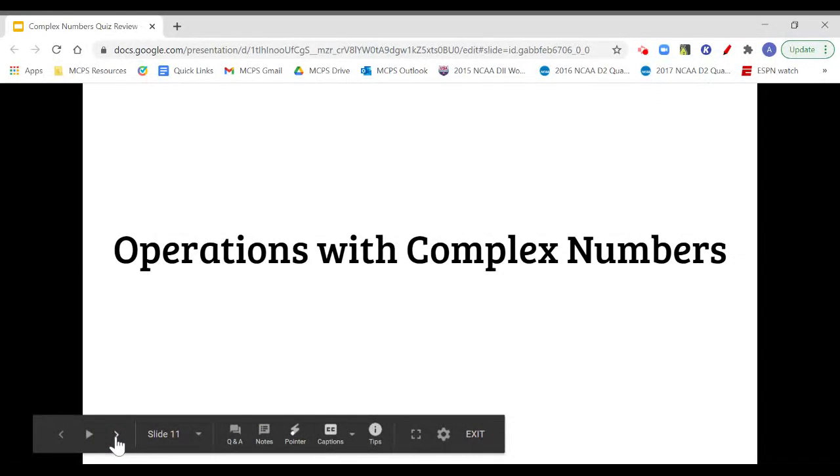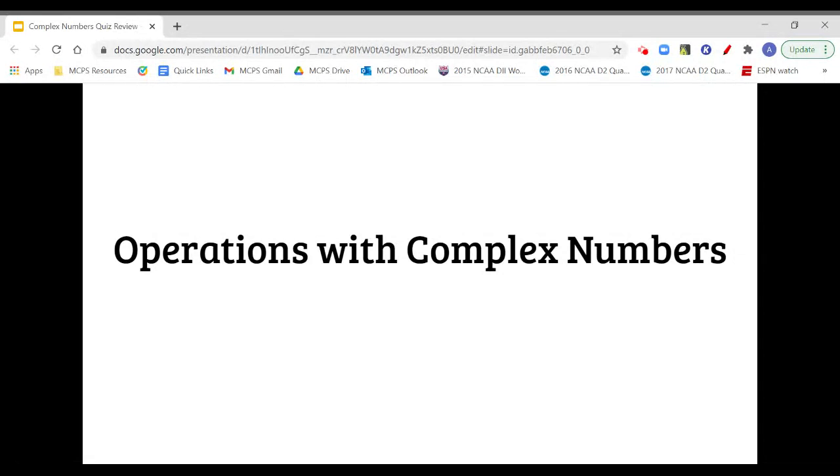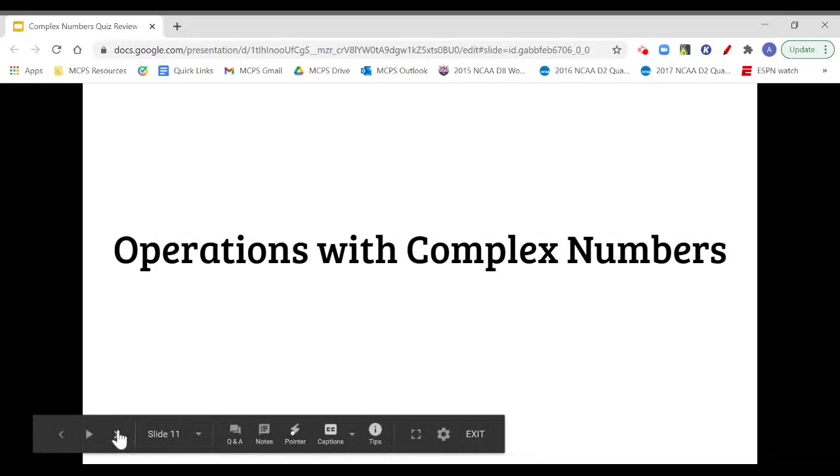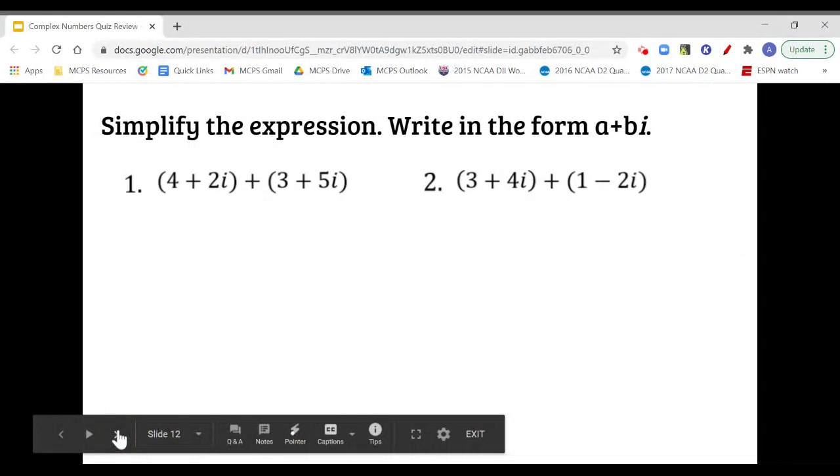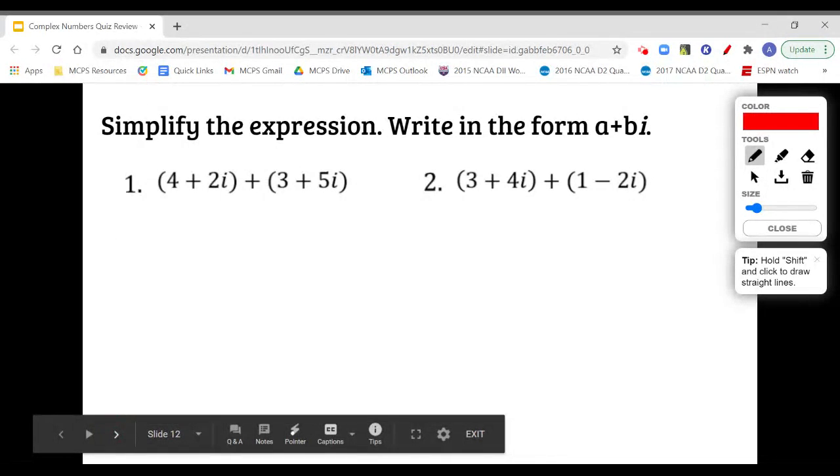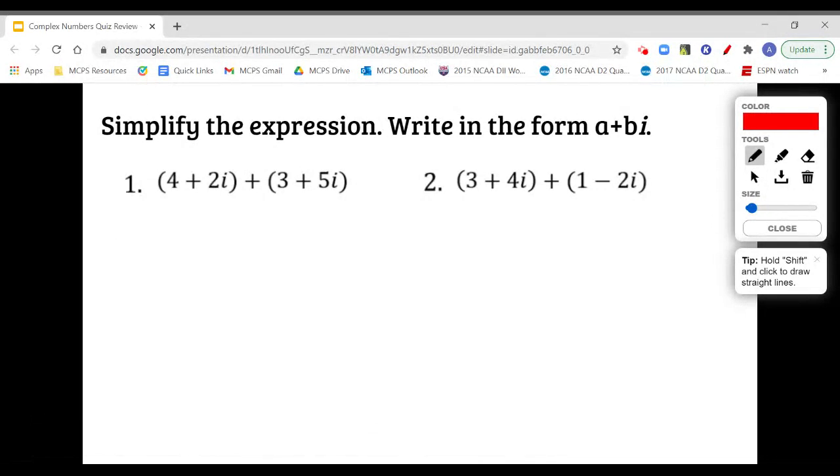All right, now we are finally at operations with complex numbers. This is our last topic. Of course, there are still 4 operations to go through, so we still have a little ways left in this video. We are going to start with addition. Now, if you remember in class, we talked about how you treat i like you would treat any other variable.